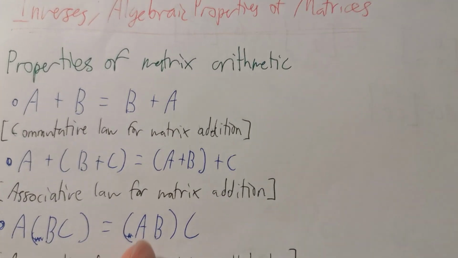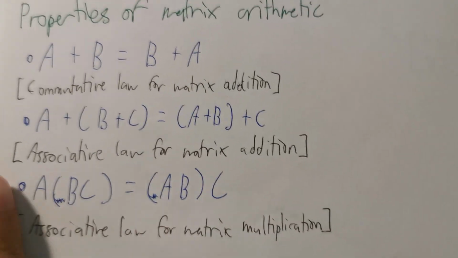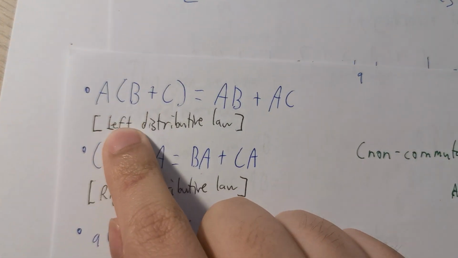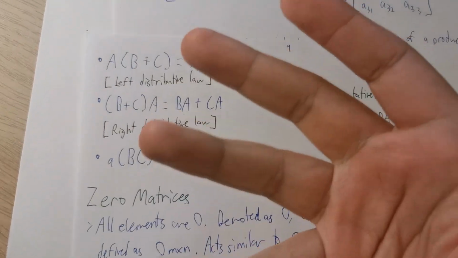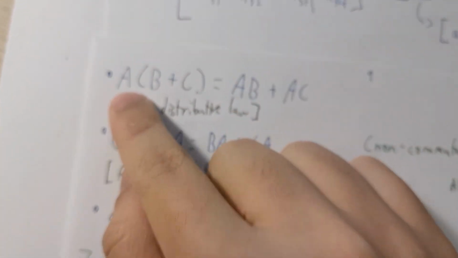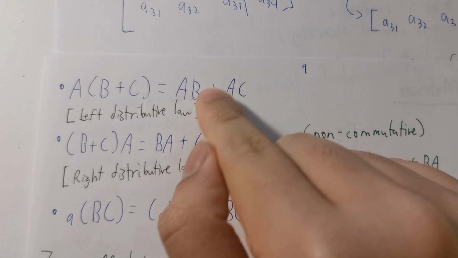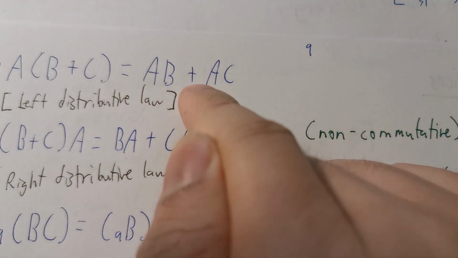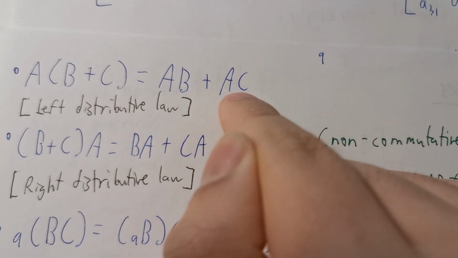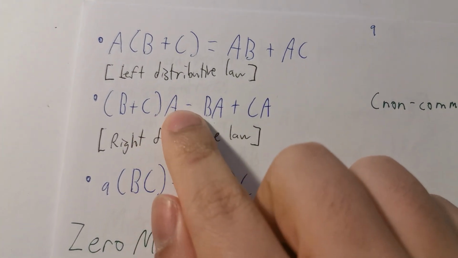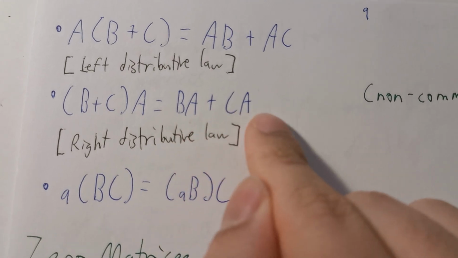But that does not mean you can do BAC. It's always ABC, regardless of the bracket. And then here, this is the left distributive law. This is where you have to have the order right. Because if you have A times (B plus C), when you expand it, the A always has to be to the left. So that's AB plus AC, not BA. And same thing with the right. If the A is on the right, then it's BA plus CA.